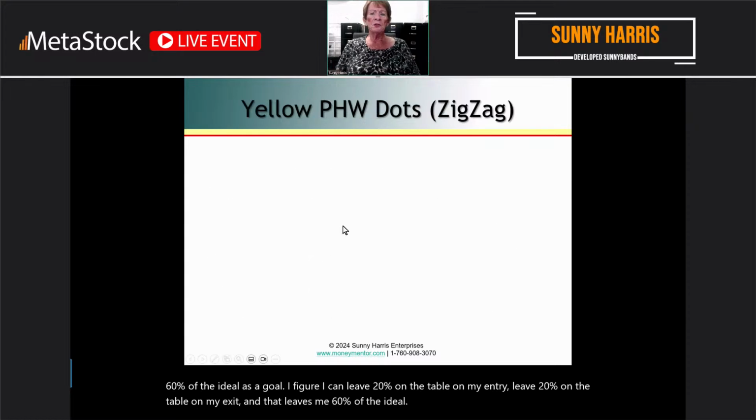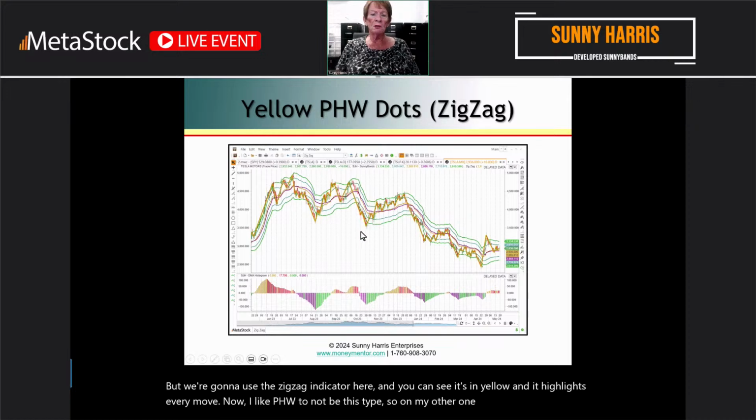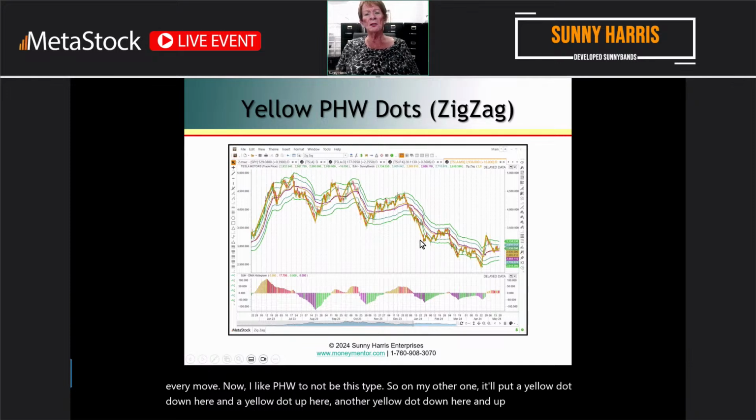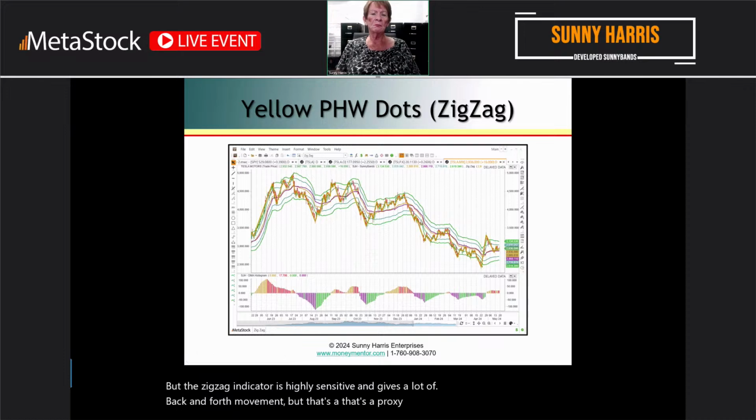But we're going to use the zigzag indicator here, and you can see it's in yellow, and it highlights every move. Now, I like PHW to not be this tight, so on my other one, it'll put a yellow dot down here and a yellow dot up here, another yellow dot down here and up here. But the zigzag indicator is highly sensitive and gives a lot of back and forth movement. But that's a proxy for PHW.